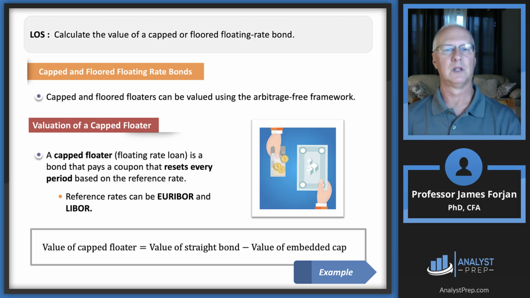So a capped floating rate loan is a bond that pays a coupon that resets every period based on a reference rate. And the reference rate is probably LIBOR or Euribor. But there's the value of the capped floater. This is very similar to what we've been doing all along. It's the value of the option-free bond. Of course, it has to be the value of an option-free bond because bonds are nothing more than present value of the promised payment. Now, with a floating rate bond, that promised payment is way less explicit because you really don't know what it is. I mean, you can have an idea of whether rates are going to go up or down, but it's still a present value. And then we're going to subtract out the value of the embedded cap.